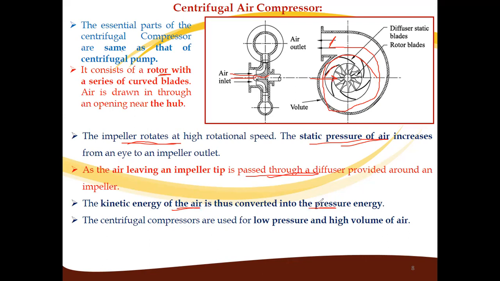So the centrifugal compressor is used for low pressure and high volume of air. Where we require high volume of air and low pressure between suction and delivery, we use this centrifugal type of compressor. If we require high pressure, then we have to use the reciprocating type of air compressor. So this is about the centrifugal air compressor.